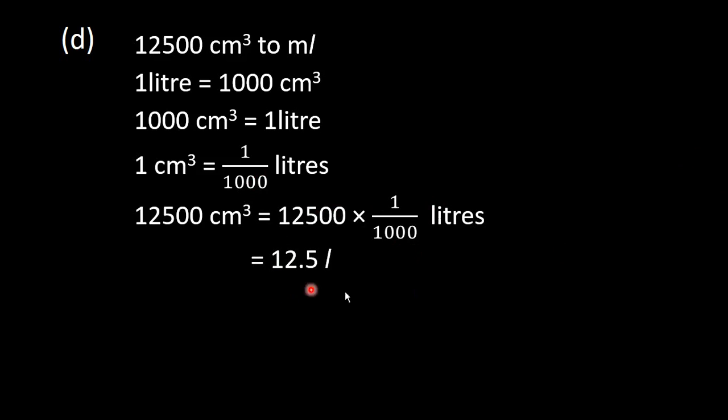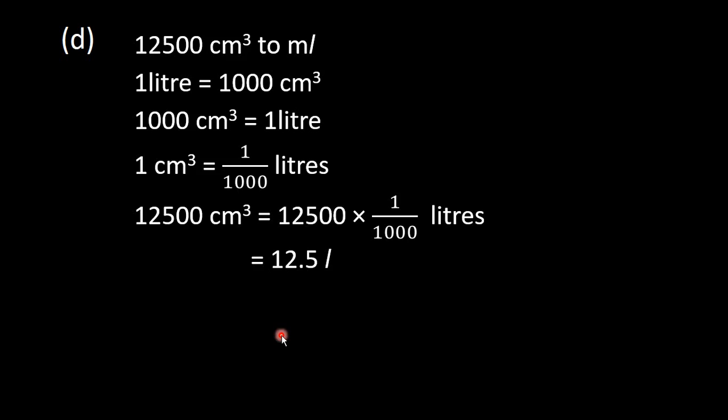12.5 liters, because the symbol for liters is small l. So we have converted the 12,500 cubic centimeters to liters. Now we are going to convert the 12.5 liters to milliliters. Now mil is a prefix for times 10 to the power negative 3.